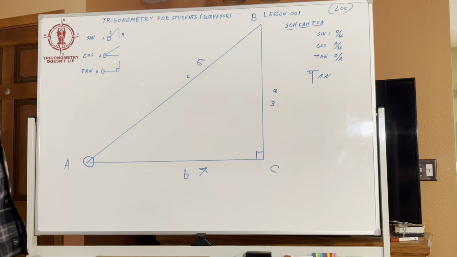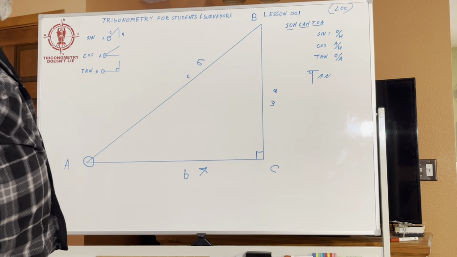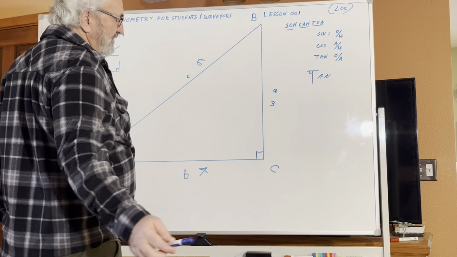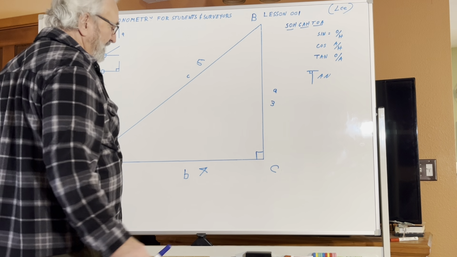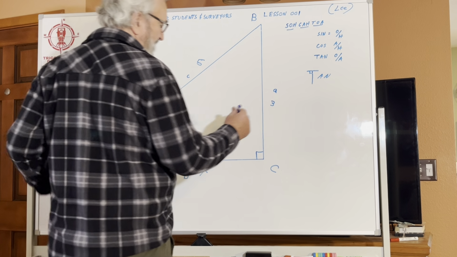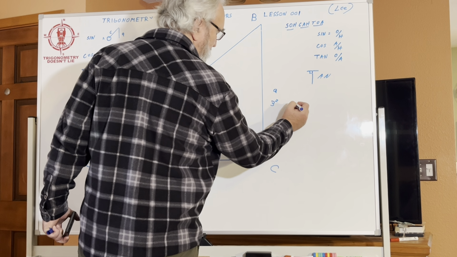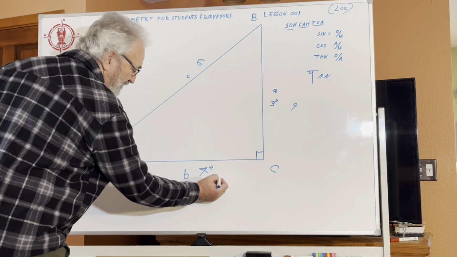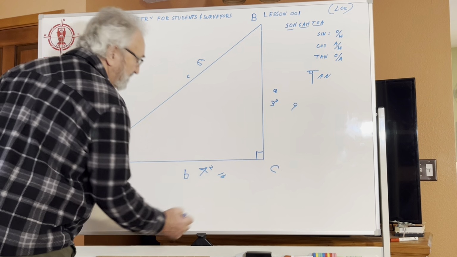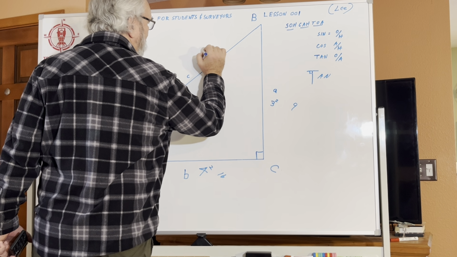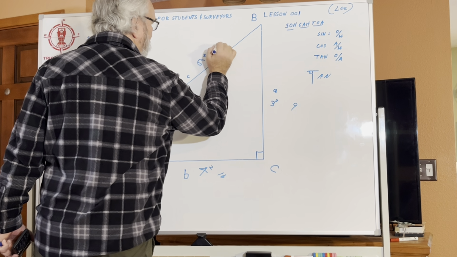So, okay, we're going to wrap this first lesson up pretty fast here. So what we have to do, first of all, let's use the Pythagorean theorem. So a squared would be 9, 3 times 3 is 9. B squared, 4 times 4 is 16. And C squared, 5 times 5 is 25.